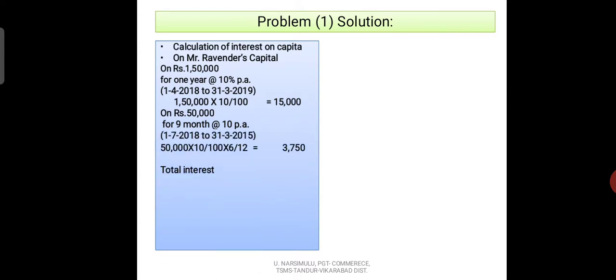Yes, here on 50,000 at the rate of 10% for 9 months we are getting interest 3,750 rupees, and the total interest you can see is 18,750 rupees. So here the firm has to pay 18,750 rupees to Mr. Ravinder as interest on capital. Again, we can calculate interest on capital of Mr. Manohar.